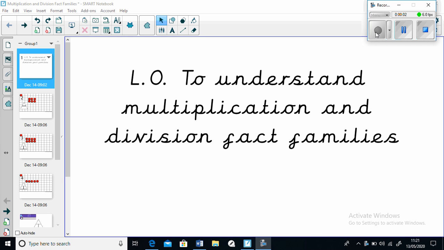Hey Beech class, as part of your number fluency activities for this week, I've put the learning objective to understand multiplication and division fact families. Let me show you what I mean.